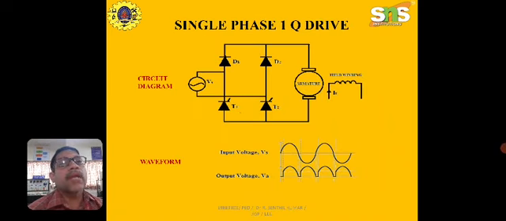The circuit diagram of single phase one quadrant drive is here. The operation of the circuit and the waveforms have been discussed in the previous video. It consists of two thyristors and two diodes. The input is AC supply and the output is DC, which is given to the armature of a DC shunt motor. That is the armature voltage control technique.